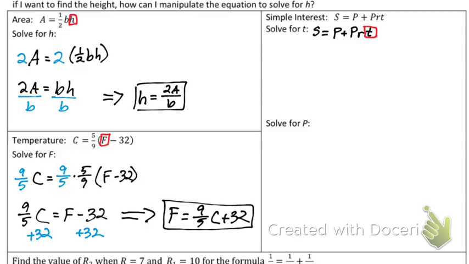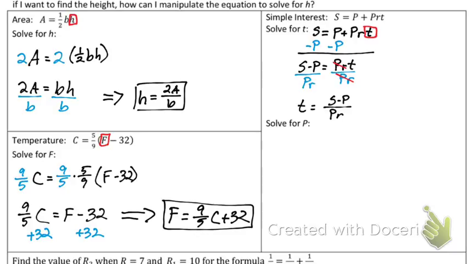So my first step is going to be to subtract the p to the other side. That is going to give me s minus p equals p r t. My next step would be multiplication. We do have p, r, and t. You could just divide by p on both sides, but then in your next step, you'd have to divide by r. So a shortcut would be just dividing by pr on both sides, because pr divided by pr just equals 1. And then we come up with just our t equals s minus p over p r.